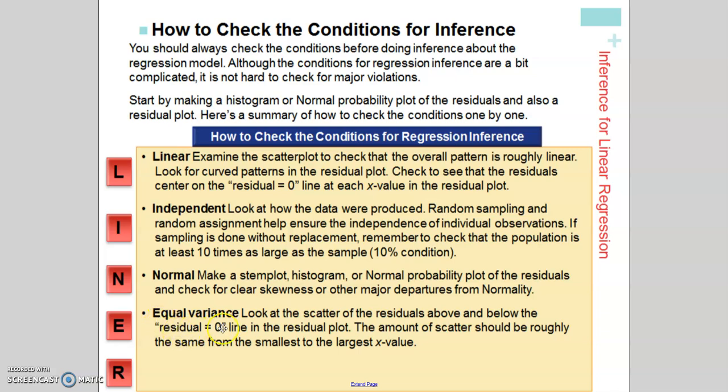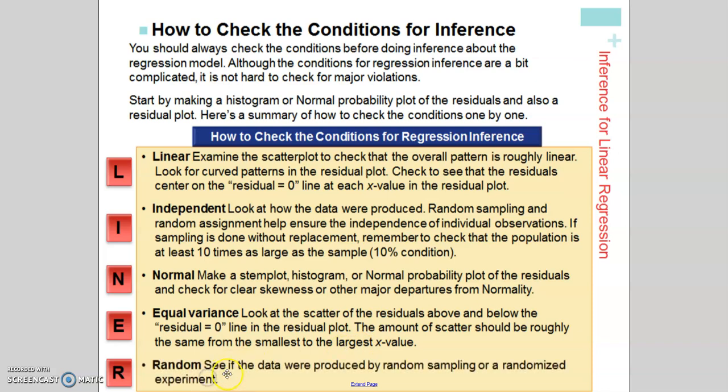Equal variance. You look at the scatter of the residuals above and below the residual line on the residual plot, and it should be roughly the same for any value of x. And random, see if the data were produced by a random sample or randomized experiment. You'll notice many of these, 3 of these 5, use the residuals or the residual plot, so that's something very important to look at.